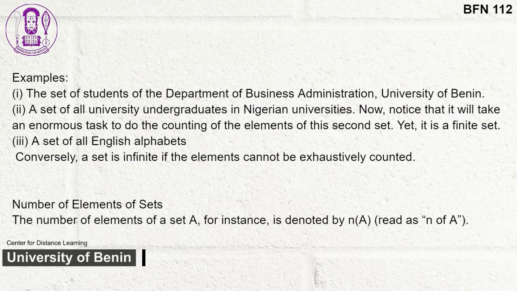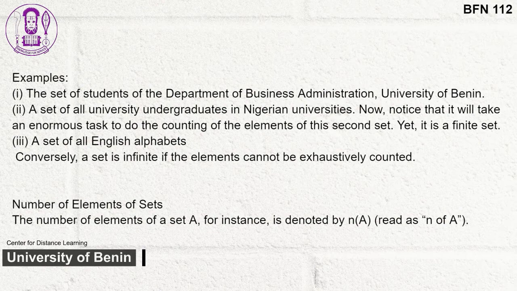Examples. 1, the set of students of the Department of Business Administration, University of Benin. 2, a set of all university undergraduates in Nigerian universities. Now, notice that it will take an enormous task to do the counting of the elements of this second set. Yet, it is a finite set. 3, a set of all English alphabets. Conversely, a set is infinite if the elements cannot be exhaustively counted. Number of elements of sets. The number of elements of a set A, for instance, is denoted by n(A), read as n of A.